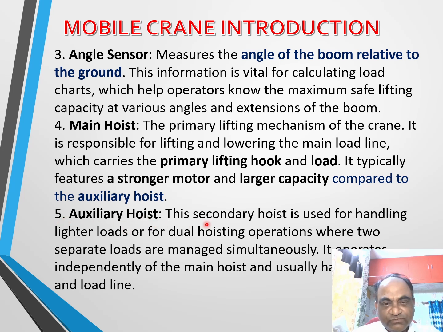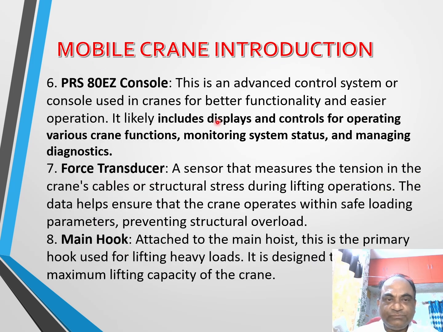Auxiliary hoist is the secondary hoist used for handling higher loads or for dual hoisting operations where two separate loads are managed simultaneously, and it operates independently of the main hoist, and usually it has its own hook and load line. So the load line or the ropes for these two hoists are separate and they are separately managed on the mobile crane.